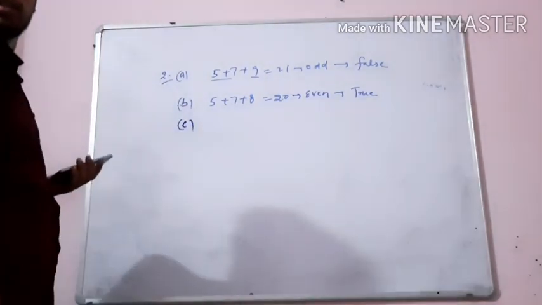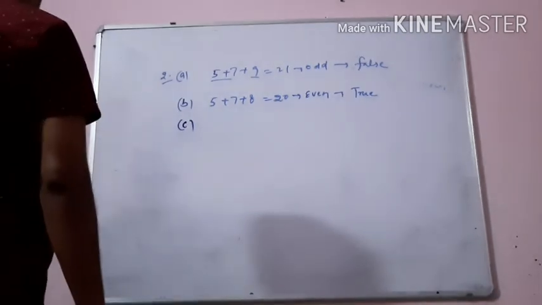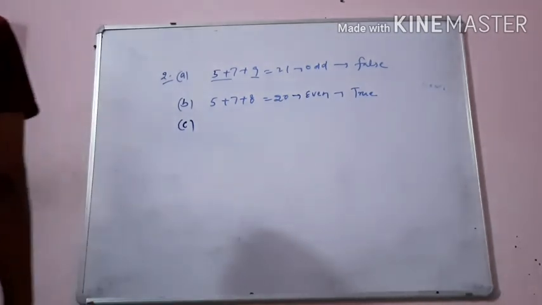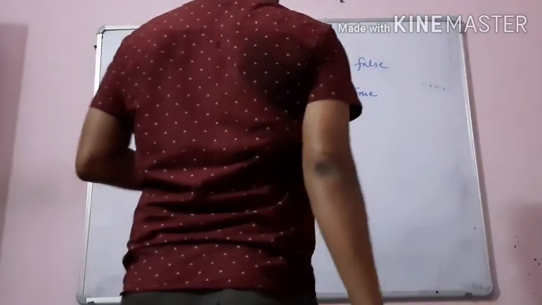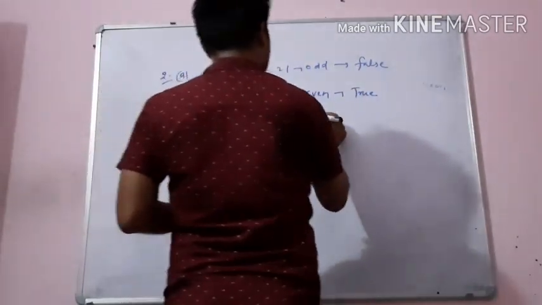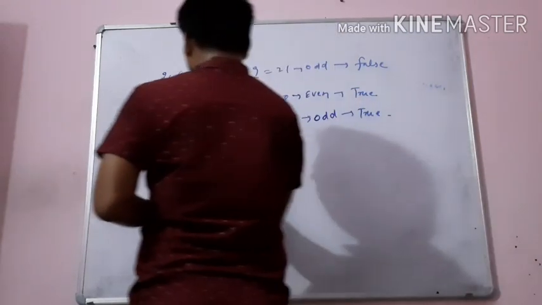What is statement number C? The product of three odd numbers is odd. Now 5 multiply 3 multiply 7. 15 times 7 is 105. So the product of three odd numbers is odd. So 105 is odd. So it is true. Now D.